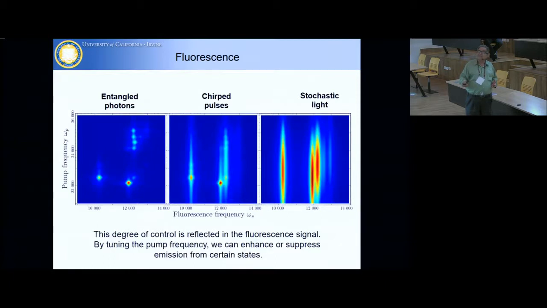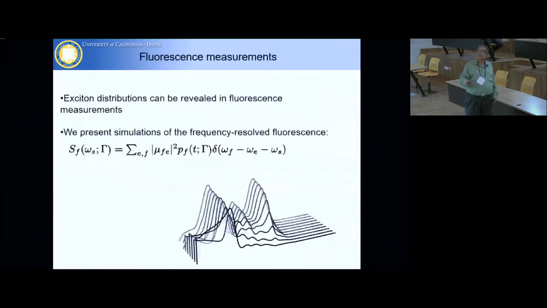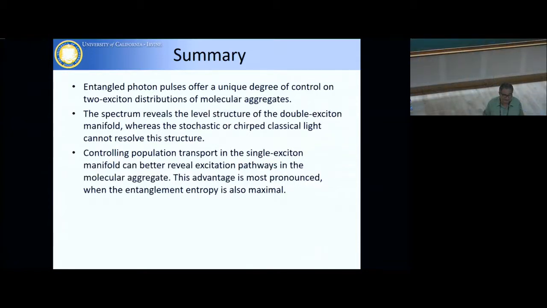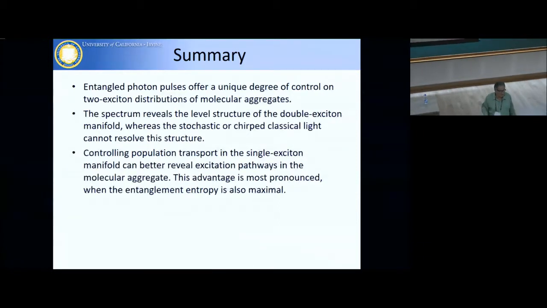So this is the fluorescent spectrum, which is proportional to the doubly excited state as a function of the pump frequency. You see, with the entangled photons, you can resolve different F states, whereas when you use stochastic light or chirped, the F resolution is eroded. So, to summarize, what I showed you is that you can use entangled light in order to achieve a time and frequency resolution combination that is not possible with classical light.